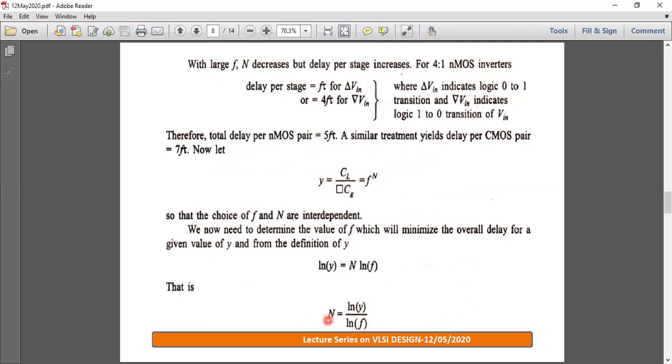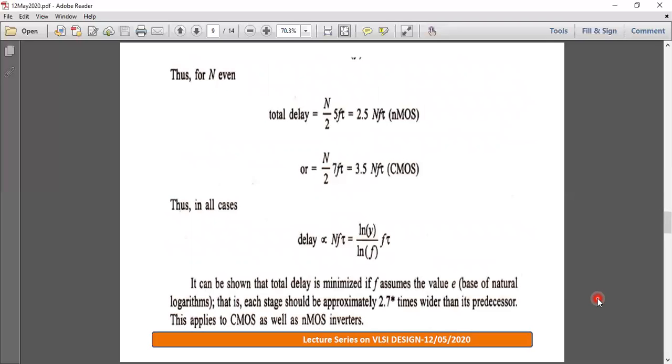So N is nothing but the number of inverters to be cascaded to drive a capacitive load CL, which is of huge value. So thus, if N is even, total delay for NMOS is 2.5 times of NF tau. For CMOS, it is 3.5 times of NF tau. And if F assumes the value of E, that is 2.7, then the delay can be minimized to drive large capacitive loads.